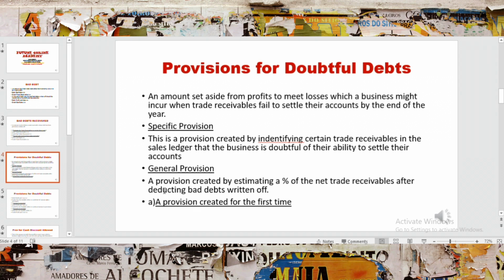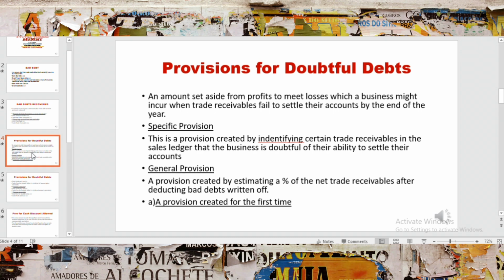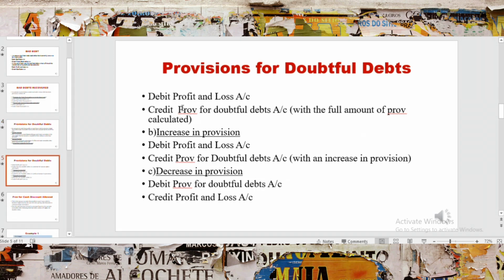So we have what we call a provision created for the first time. So a provision created for the first time, how do you record that one? So we debit profit and loss account and credit provision for doubtful debts account, with the full amount of provision calculated.